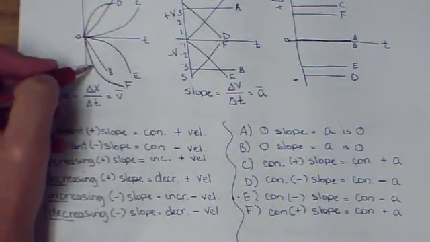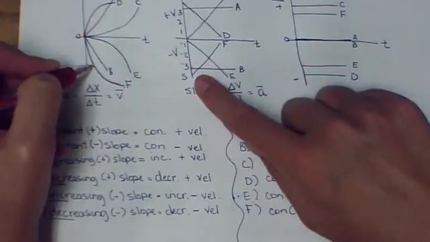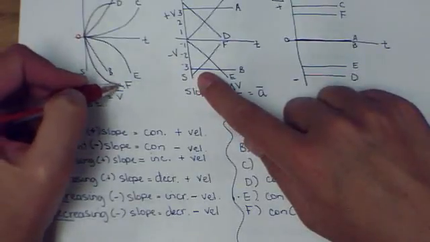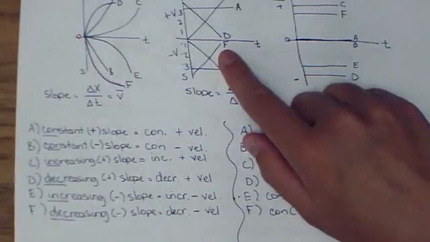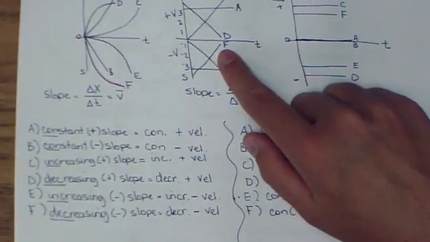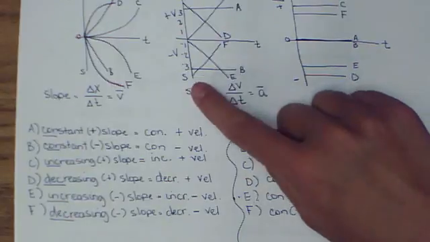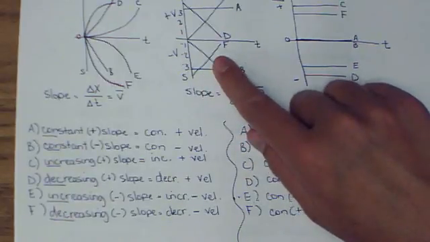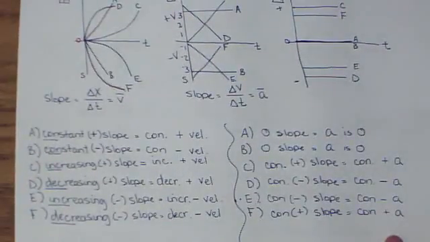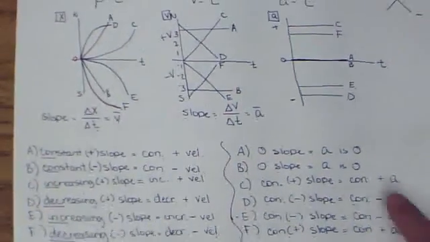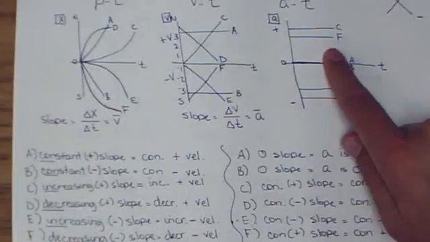Starts out fast, so I start out with a high number, but he's slowing down. So he's traveling south, but he's slowing down. That could be like somebody driving south, but coming up to a stoplight. So they're slowing down while traveling south. Constant positive slope represents constant positive acceleration. So the line for F would be up here.